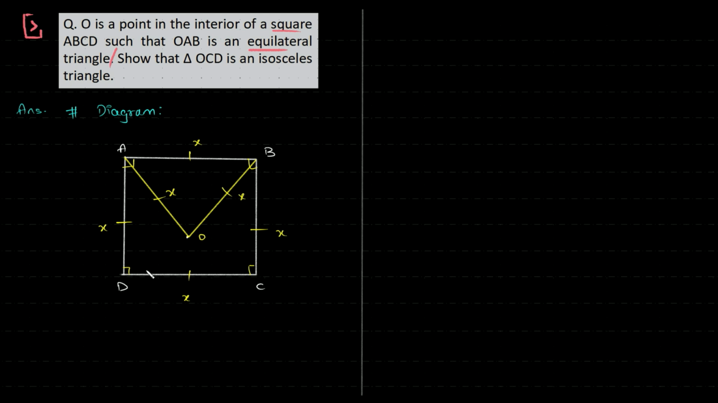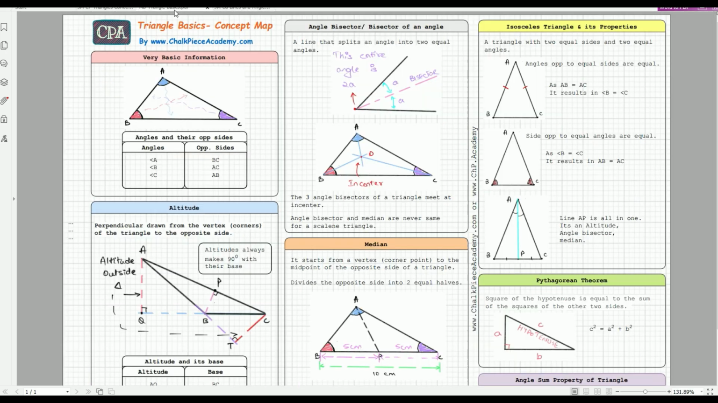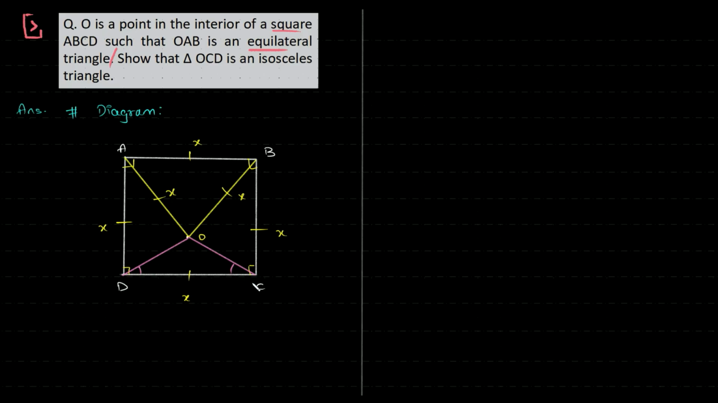Then we have triangle OCD. Clearly these two sides are equal. Obviously we have to prove something like that. Only then we can tell this is an isosceles triangle. Now, how can we prove that these two sides are equal? If not, these two angles are equal. Anything is okay because you have the property of an isosceles triangle. Either two sides, if not two angles are equal, and vice versa. Any one can be proved from the other. So any one of it is good enough to prove that it is an isosceles triangle. How will we do it?